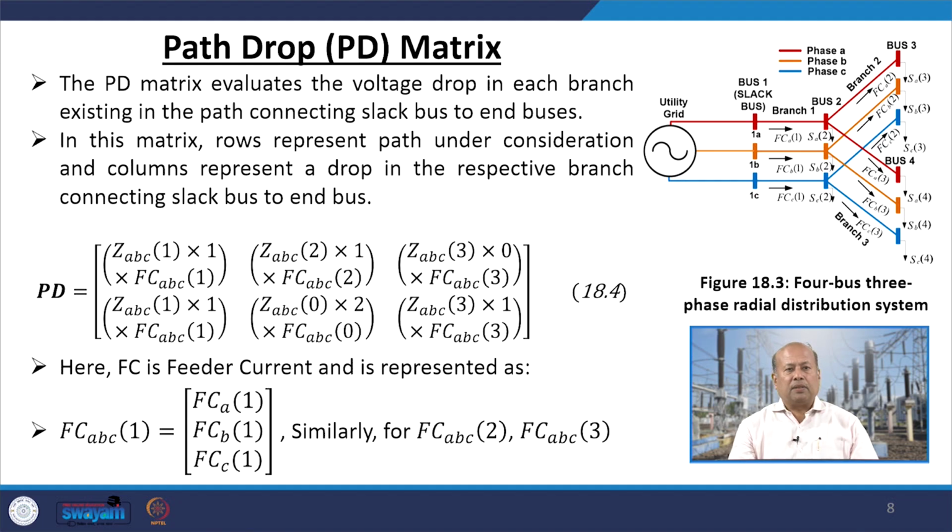In this matrix, rows represent the path under consideration and columns represent a drop in the respective branch connecting the slack bus to the end bus. So you can determine the PD in equation number 18.4, where FC is the feeder current, and FC for 3-phase ABC is given by FC A phase, B phase, and C phase. Similarly, you can calculate FC ABC for the second as well as for the third one.